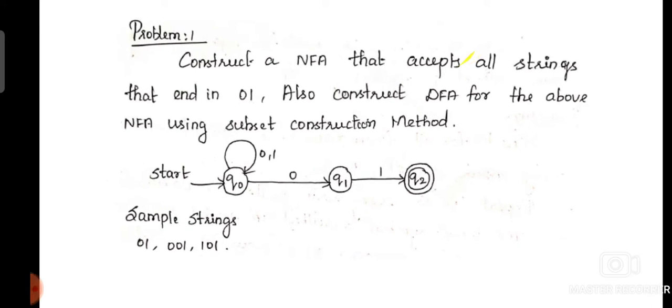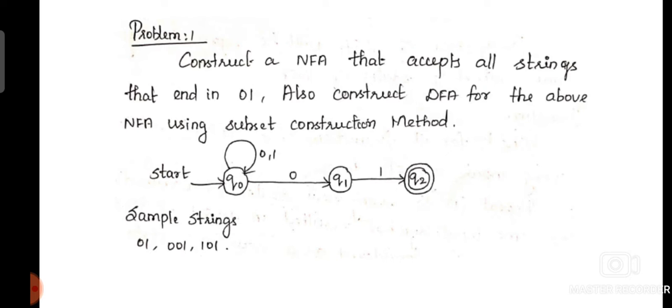Now we can see the problem. Construct an NFA that accepts all the strings that end in 0 1. Also construct a DFA for the same language using the subset construction method. First of all, we have to construct the NFA for the given condition. The system has to accept the language with the input symbols 0 and 1, and the condition is the string should end in 0 1.